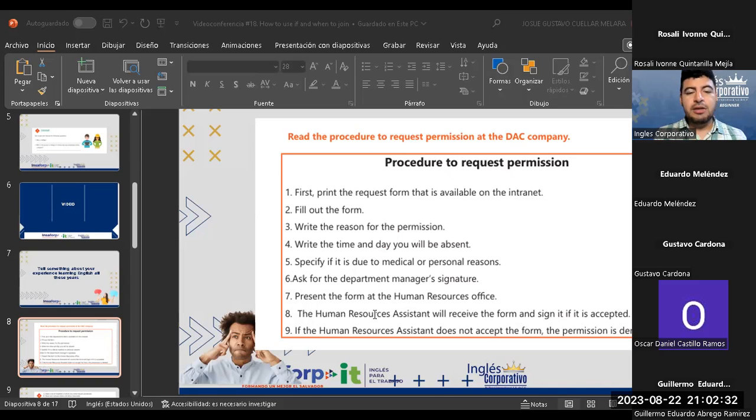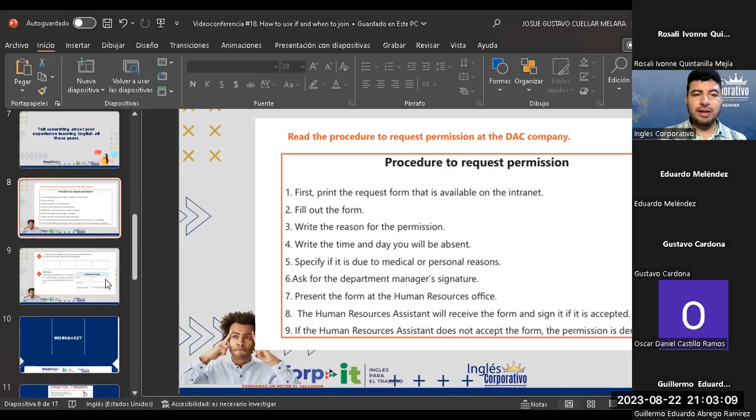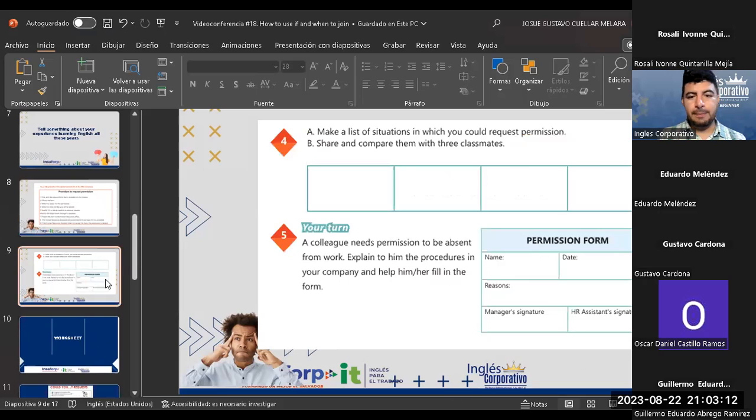Present the form. After your boss, your supervisor, or the manager signs, you present that document to the human resources, and depends on that. If they accept it, you are okay. But if they don't accept that document, it means that they are going to deny, lo van a negar, and then we're going to have some problems, right? And yeah, definitely we can have some problems if we don't have an accepted document.